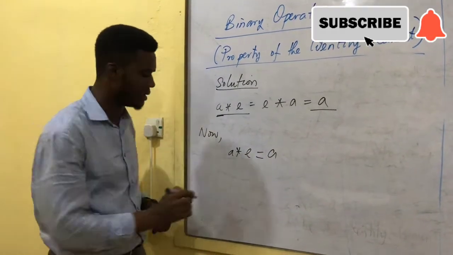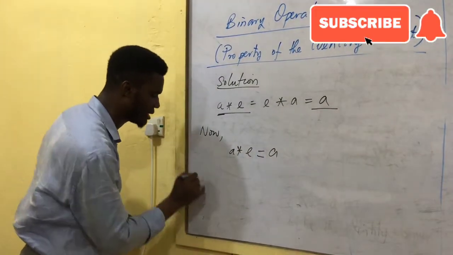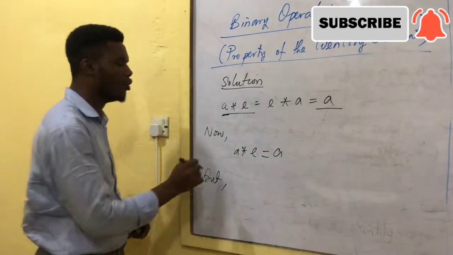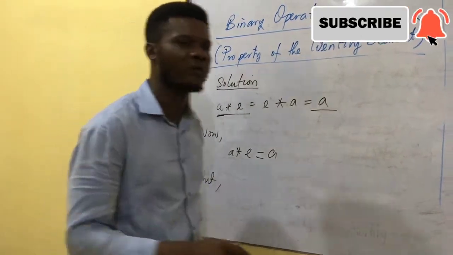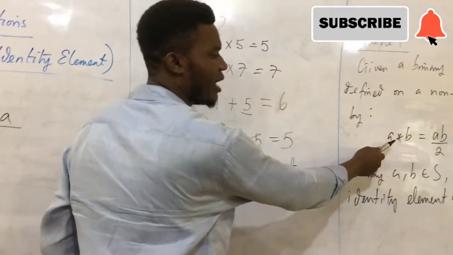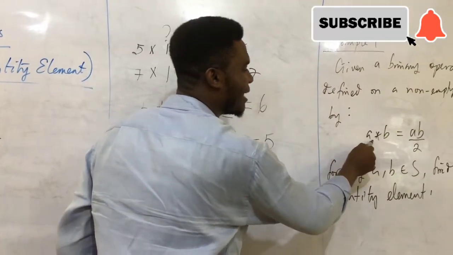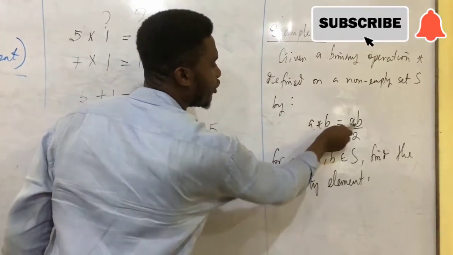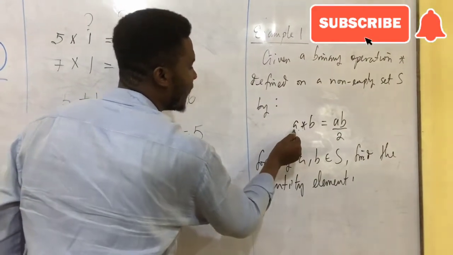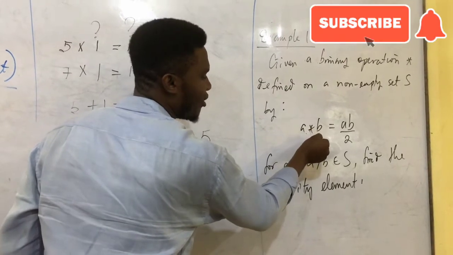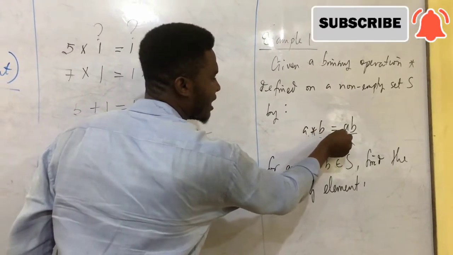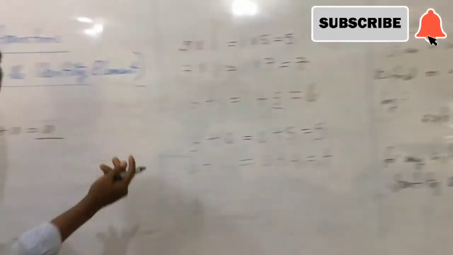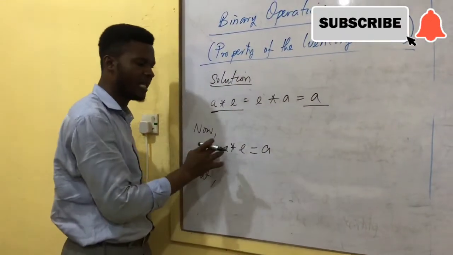So when you do that, what becomes your next step? Your next step will be to recall what you've been given by the problem. Now, what did the problem tell you? Come over with me. Let's look at this. The problem told you that anything that combines under asterisk with another thing gives you the product of that thing divided by 2. So a first element * a second element equals the first element multiplied by the second element divided by 2. So let's bring that over here.